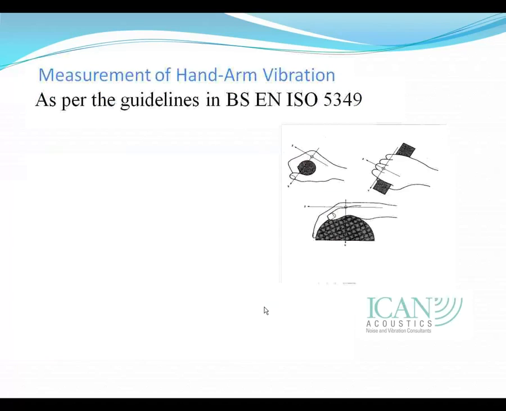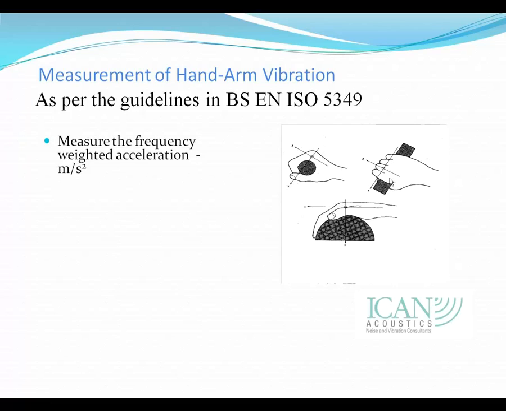Okay. So when you're measuring hand-arm vibration, it's important that you follow a standard, and the standard that's used for that is BS EN ISO 5349. Going back to the specifics as to where the accelerometer should be placed, this standard sets out actual axes where you need to be measuring. You're typically measuring in 3 axes.